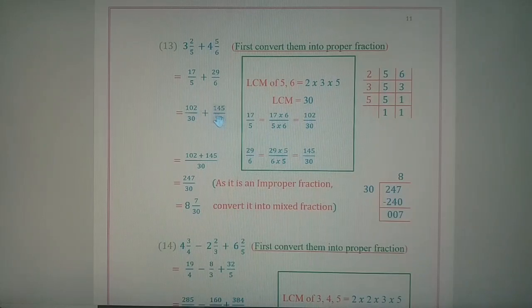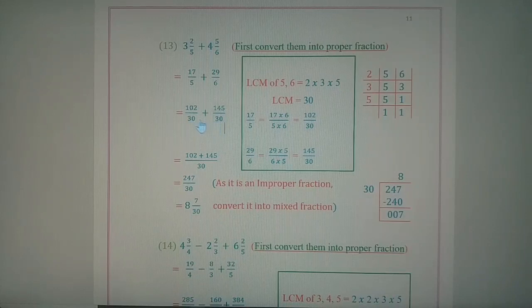So now we can very easily replace the improper fraction 17 upon 5 with its equivalent fraction 102 upon 30. So instead of 17 upon 5, I will write 102 upon 30. And instead of 29 upon 6, I will write 145 upon 30.